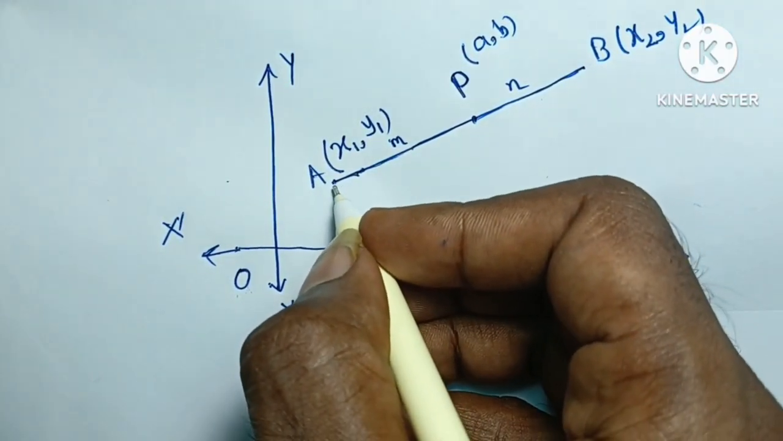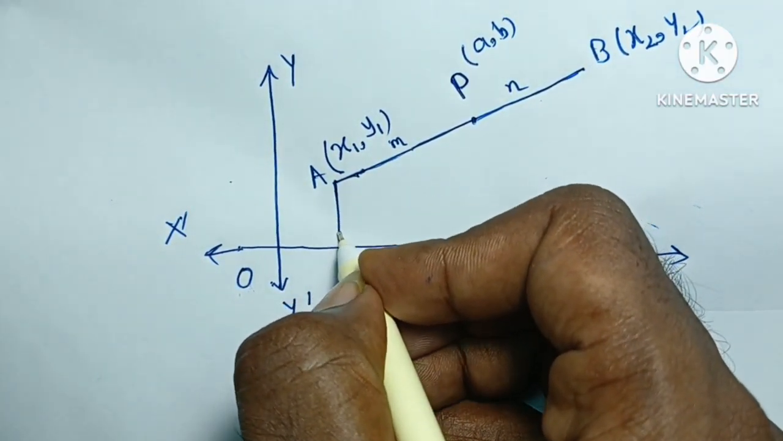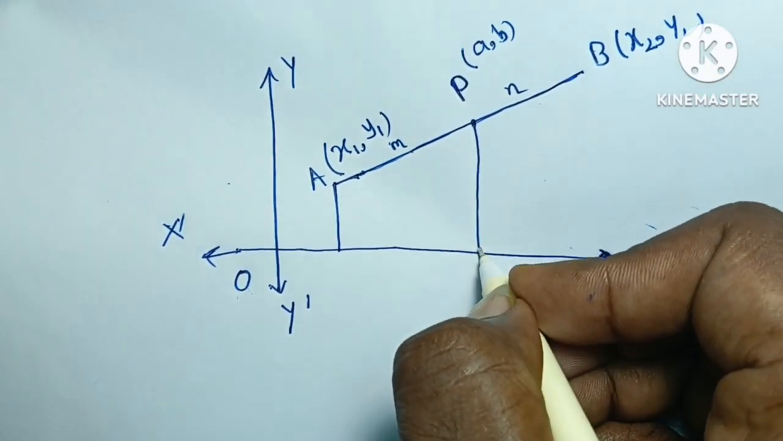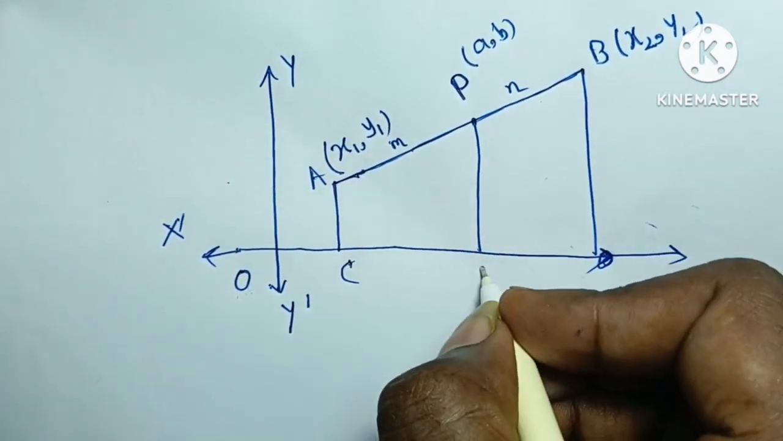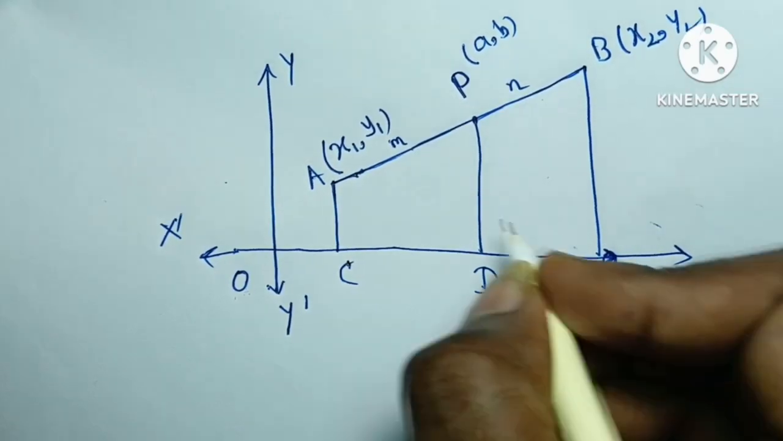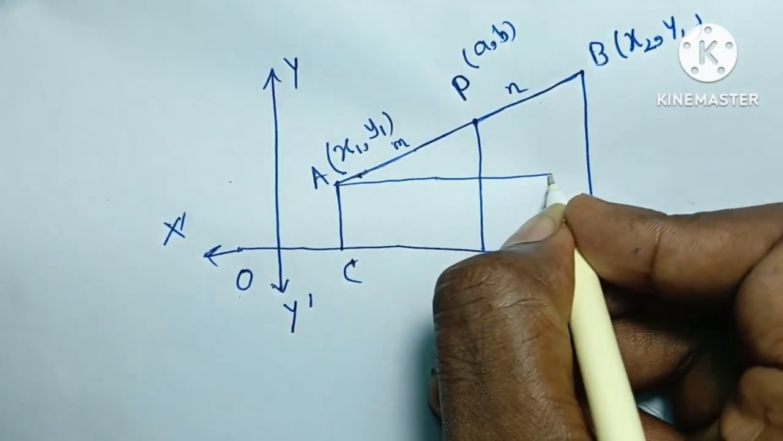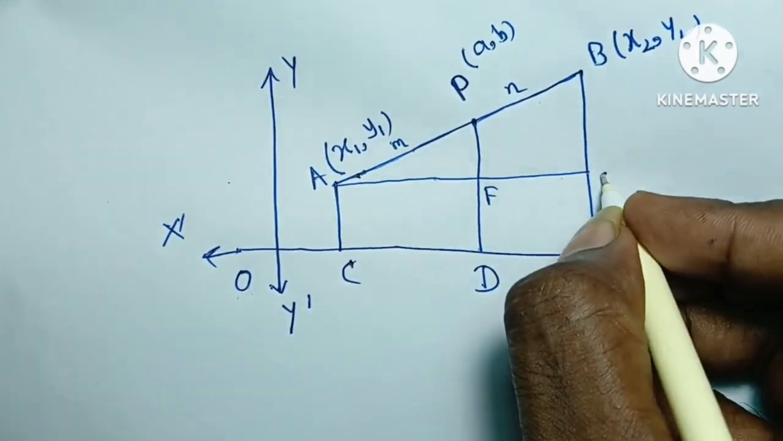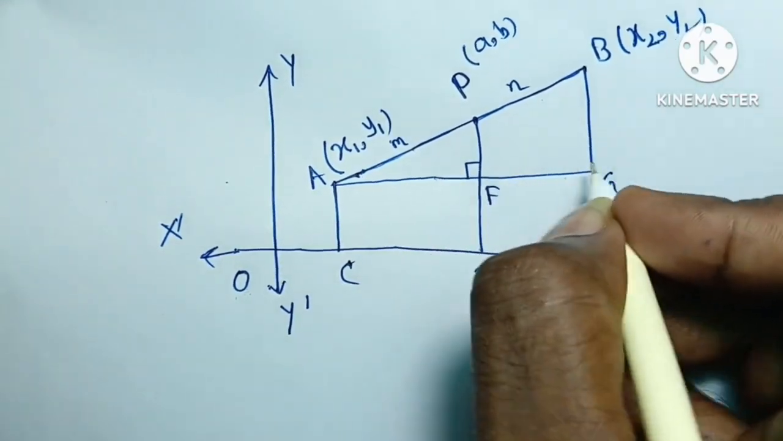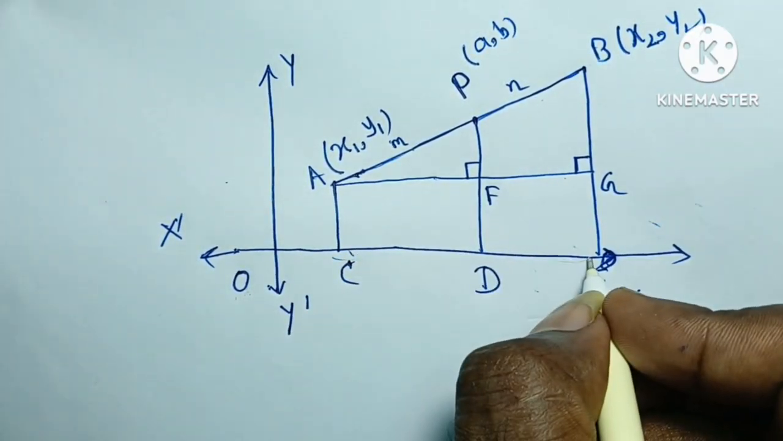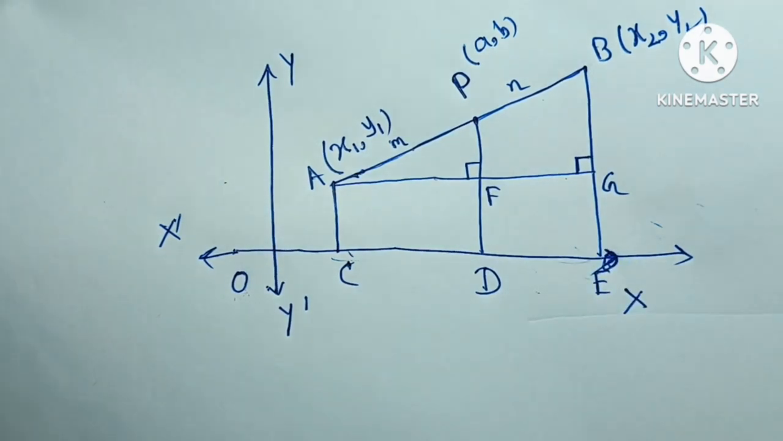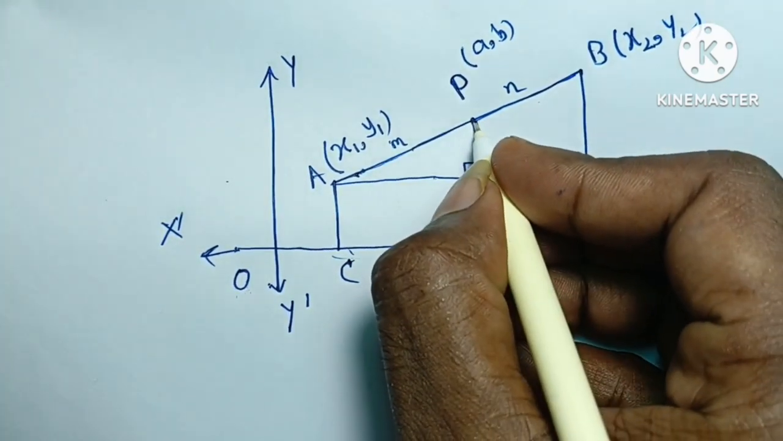Now how to prove? Join this. This is C, this is D, this is E. Now join this, this is F, this is G. This angle is 90 degrees, these angles are 90 degrees, and AG is parallel to CE. Now join this also.